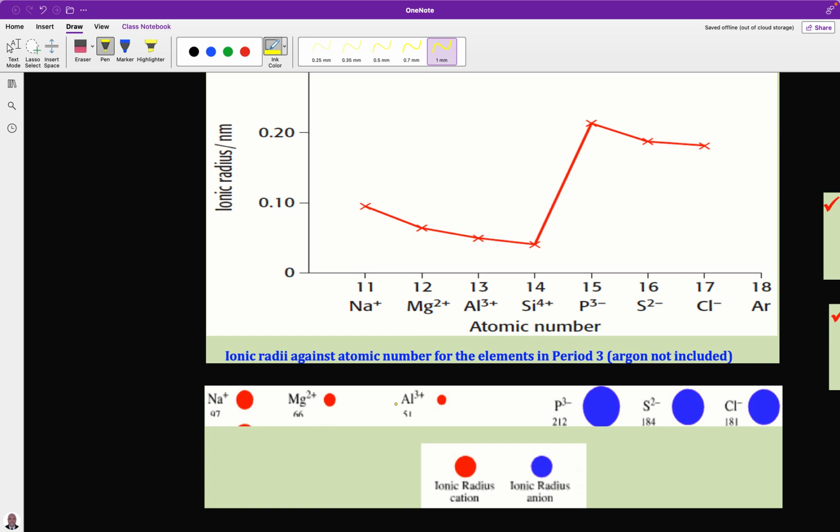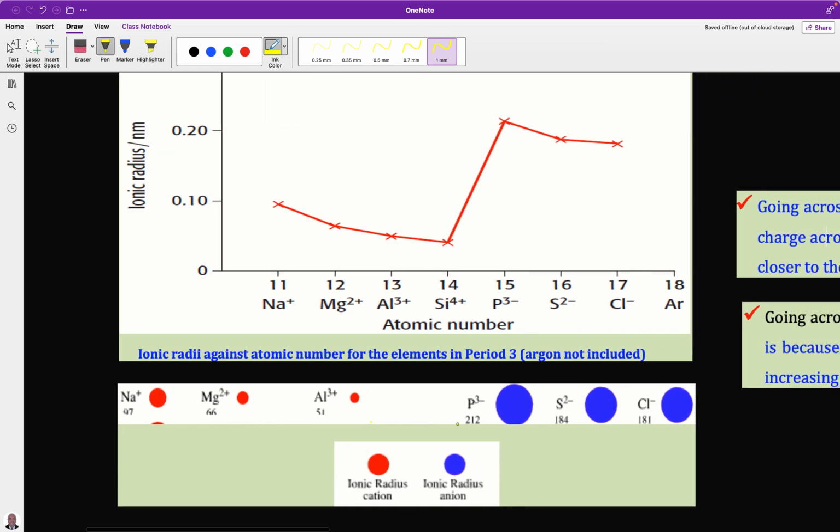So for that reason, the valence electrons are not shielded. There's less shielding. The shielding of these electrons in the cation here is less. Shielding of this electron in the cation from the attraction of the nucleus is less, because they have already lost their valence electron. And that is why you see them decreasing like that.